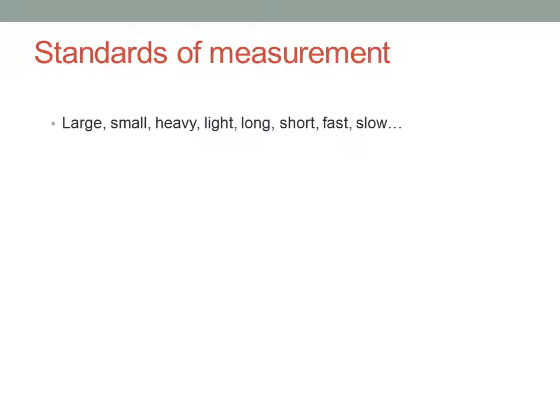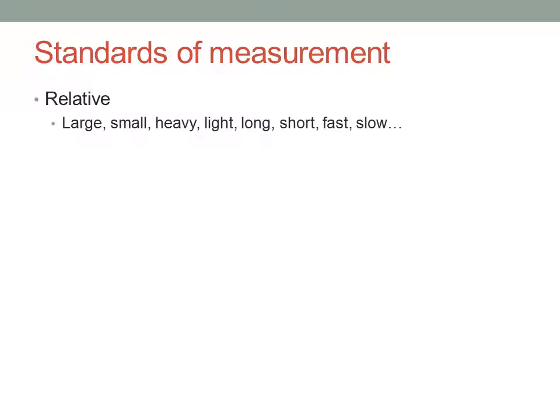We can compare the size or length of different things using simple words like large and small, heavy, light, long, short, fast or slow. But the problem with all of these words is that they are relative descriptions. You need to have something else to compare it to. If I tell you that I would like a large cup of tea, well, that's one thing. But if I start talking about Wivenhoe Dam being a large dam, that's a whole different kettle of fish.